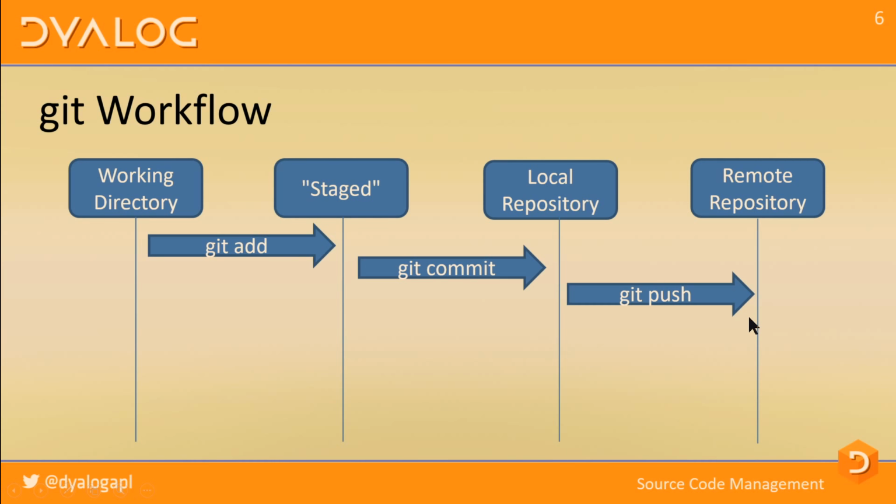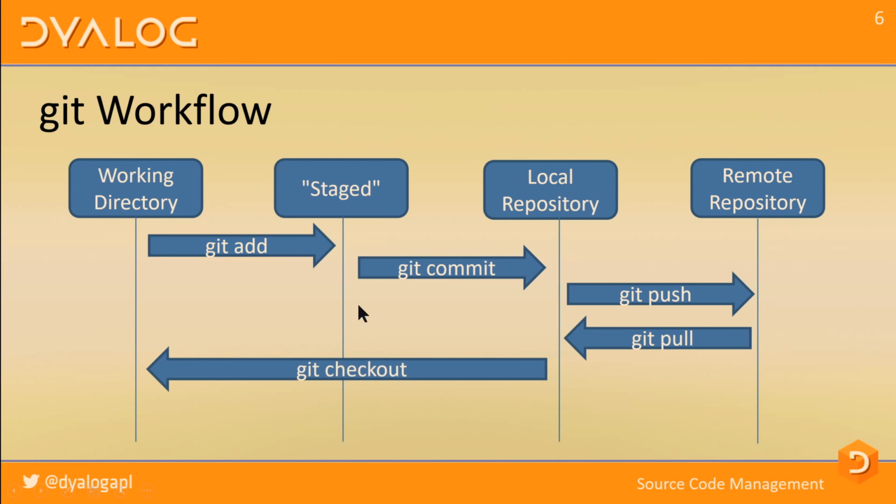Conversely, going in the other direction, if you want to grab updates from the remote repository, use the pull command to move those down to your local repository. And then you can do things like checkout or merge to take different branches of development and make those your active files that you're working on.